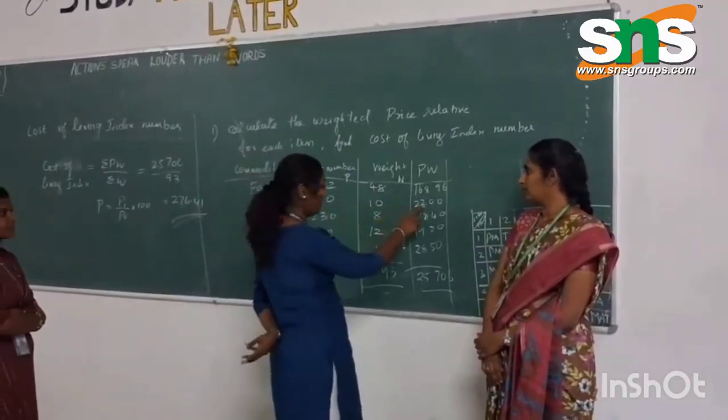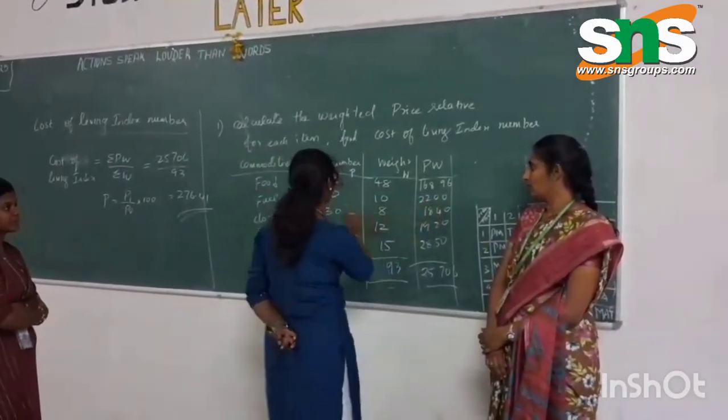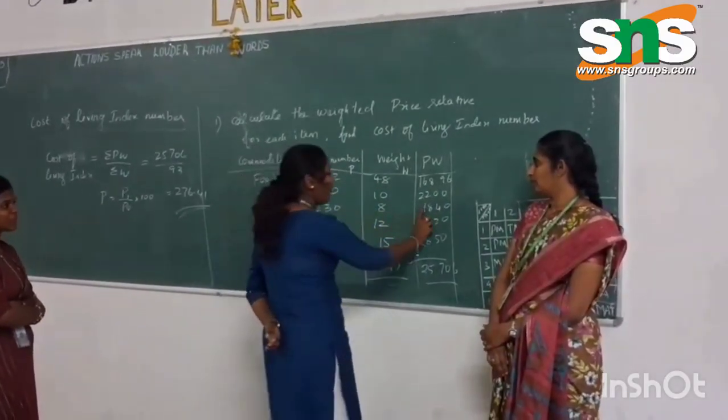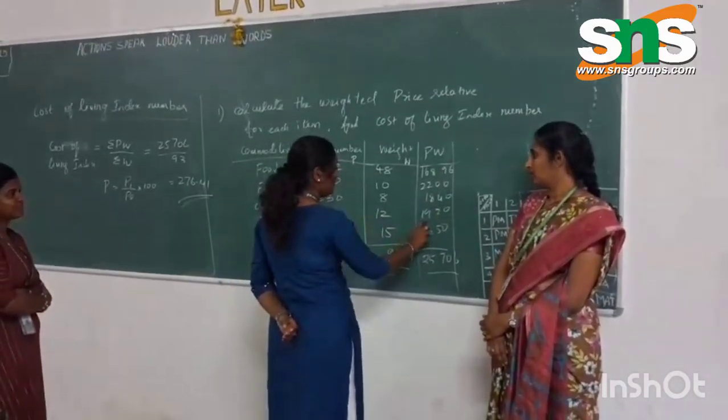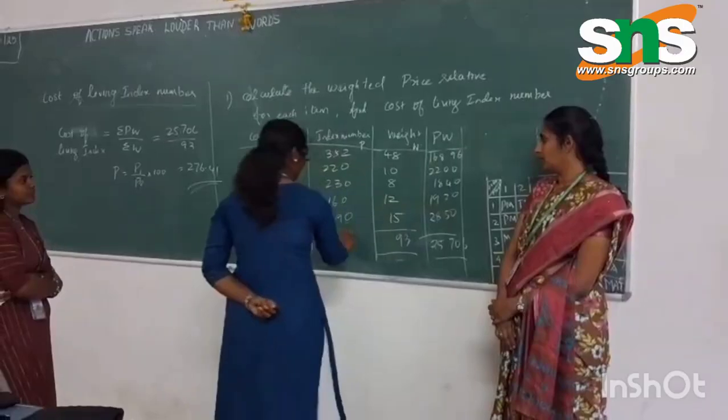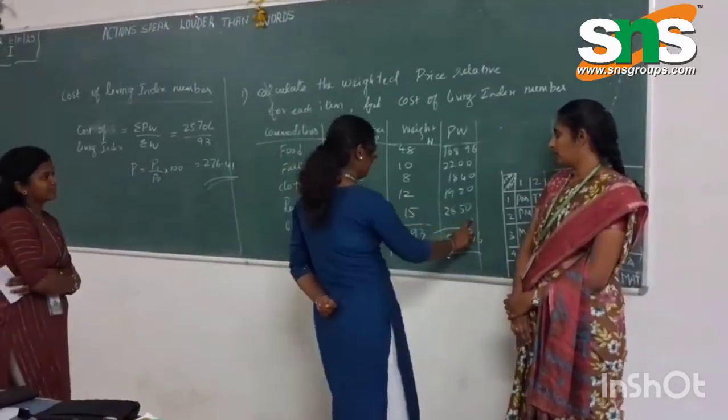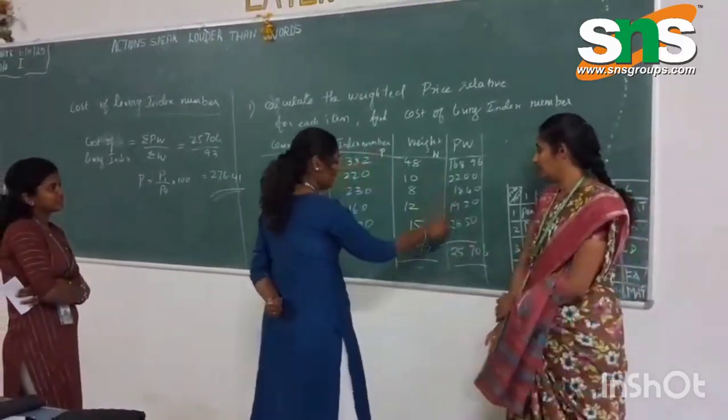220 into 10, 2200. 230 into 8, 1840. 160 into 12, 1920. 190 into 15, 2850. We want to total this and total this.